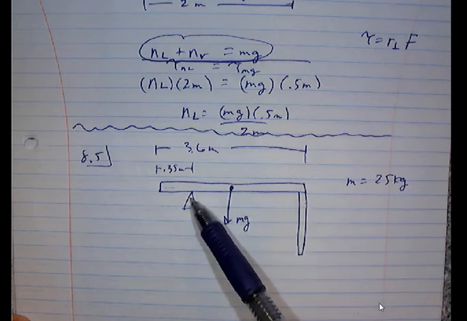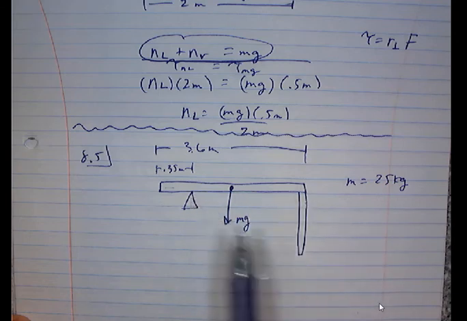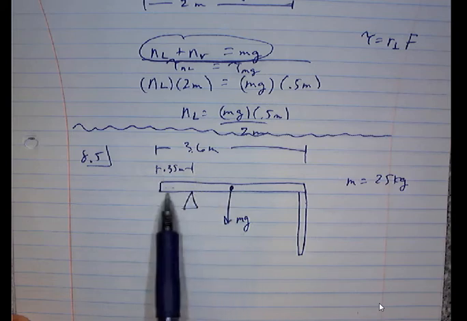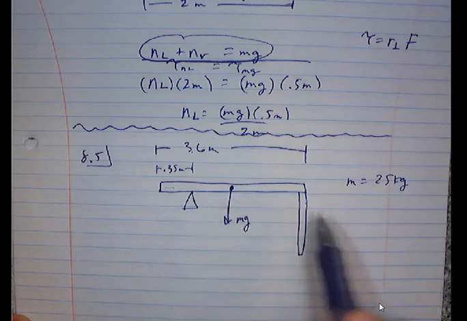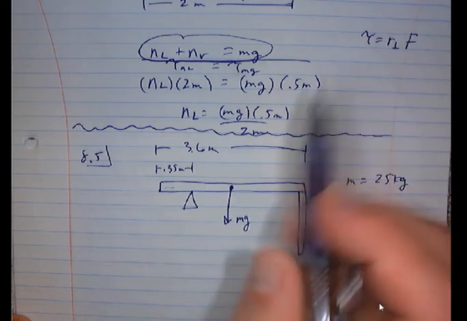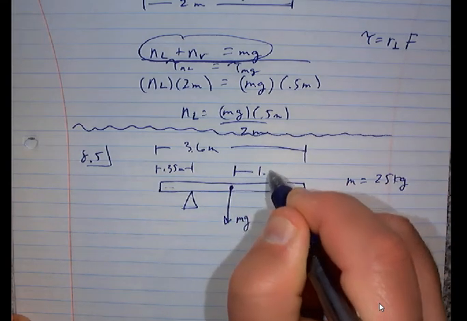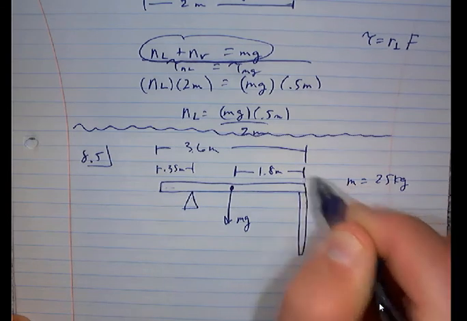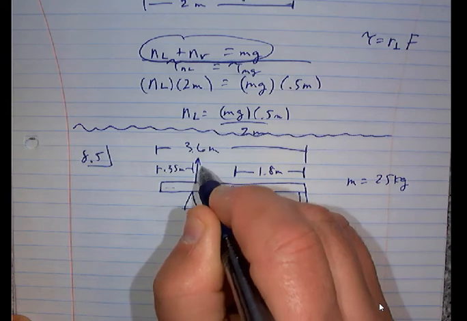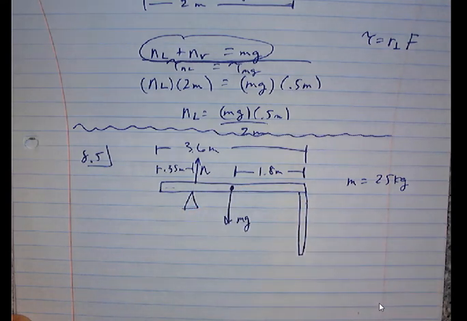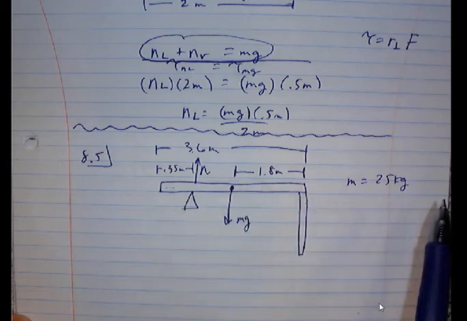Here's the part that's resting on the person's shoulder, and it's 0.35 meters from the end. And we want to figure out how much this force is. So mg, it's a uniform shape, so that's right in the center. We want to figure out what this force is, the normal force from the shoulder onto this pole that we have here.